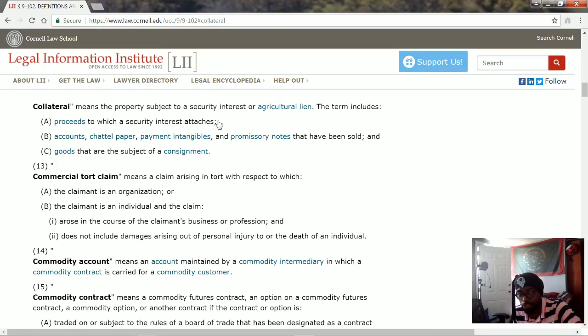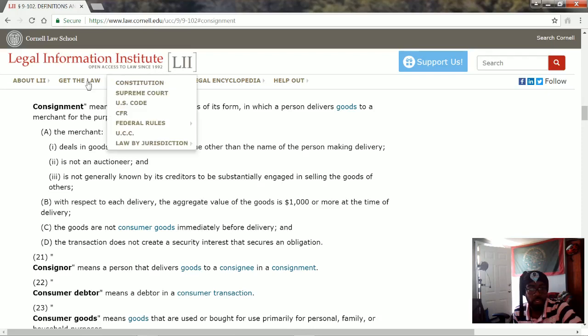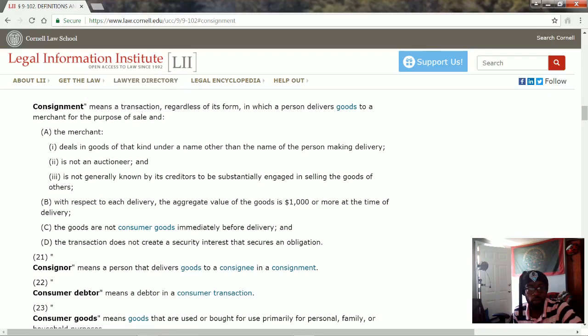What can that be attached to? Like a treaty, accounts, chattel paper, payment intangibles, promissory notes that have been sold, and goods that are the subject of a consignment. What's that? It means a transaction, regardless of its form, in which a person delivers goods to a merchant for the purpose of sale, and the merchant deals in goods of that kind under a name other than the name of the person making delivery, is not an auctioneer, and is not generally known by its creditors to be substantially engaged in selling the goods of others.